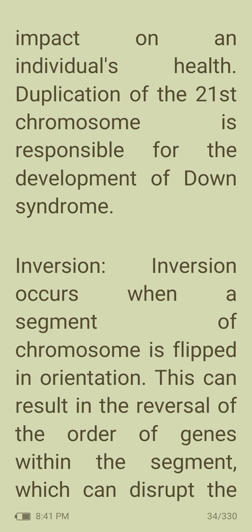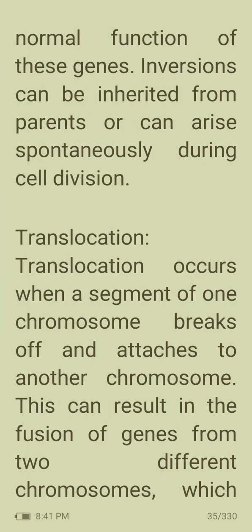Then inversion. Inversion occurs when a segment of chromosome is flipped in orientation. This can result in the reversal of the order of genes within the segment, which can disrupt the normal function of these genes. Inversions can be inherited from parents or can arise spontaneously during cell division.